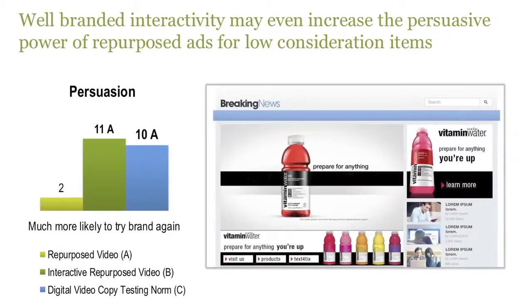Because these types of interactive elements can increase the branding power of an ad and also increase consumers' engagement with it, what we saw was that for lower consideration items like a CPG brand, adding interactive elements to a repurposed video can actually increase its persuasive power. This type of improvement isn't likely for a high consideration item like automotive or financial service. That's just because, to be persuasive, an ad for higher consideration items has to be able to communicate an extensive amount of information and build an emotional bond. And it's unlikely that adding interactivity alone would help improve an ad's ability to do this. So that's why we did a second portion of this test.